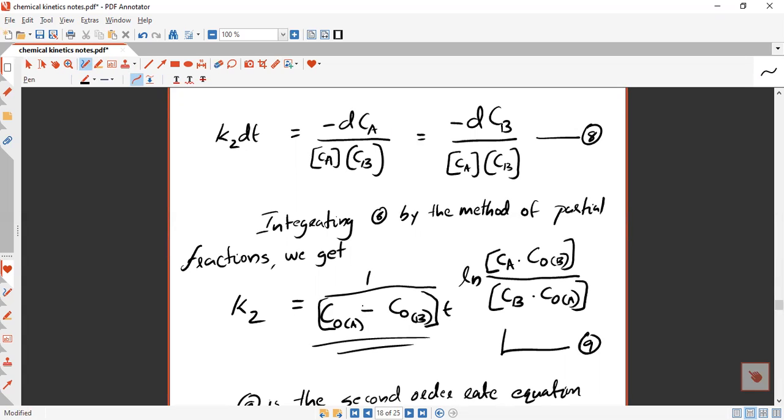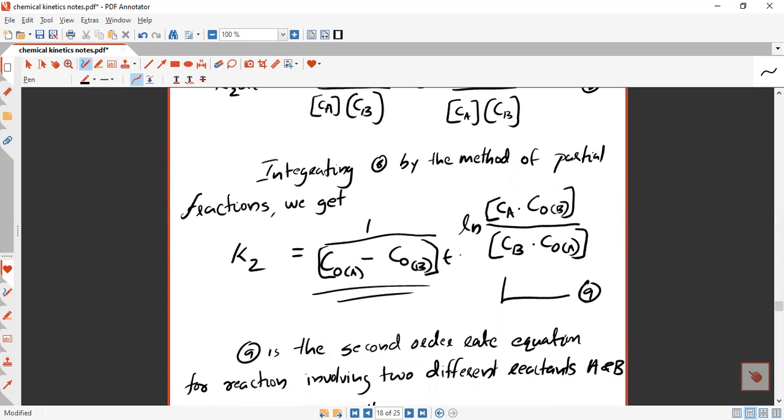K2 is equal to 1 by C0 A minus C0 B, that is initial concentration of A minus initial concentration of B, into t, ln CA into C0 B divided by CB into C0 A. It is equation number 9, the second order equation involving two different reactants A and B.